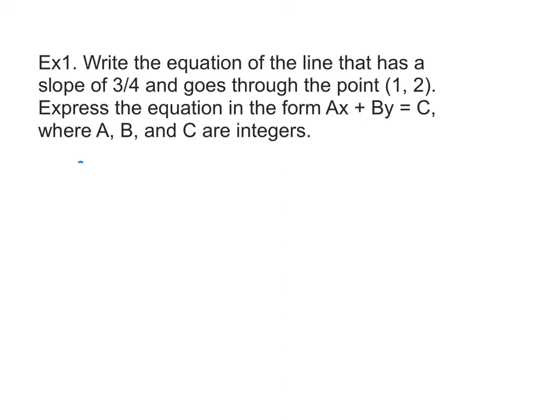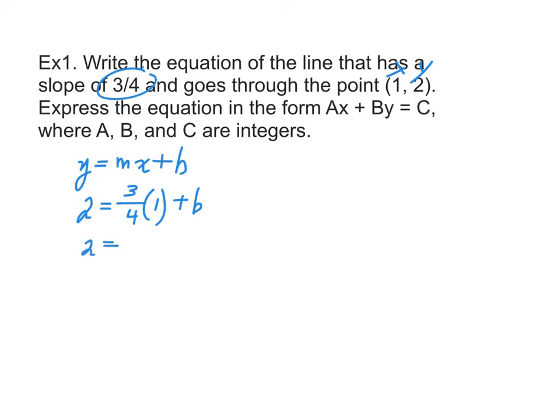Let's start with y equals mx plus b form. We know an x and a y. So let's go ahead and substitute those in. y is 2. m here is 3/4. And x is 1. What I'm trying to do is to figure out what that intercept actually is. And so we'll do that using some algebra. 3/4 times 1 is just 3/4. And then to get the b by itself, I'm going to have to subtract 3/4 from both sides.